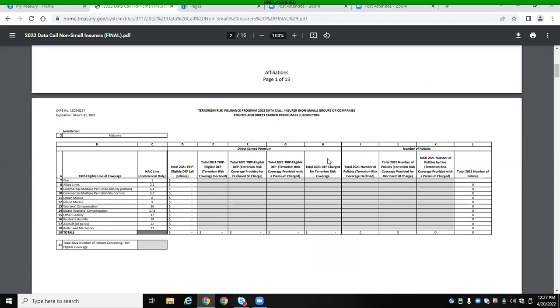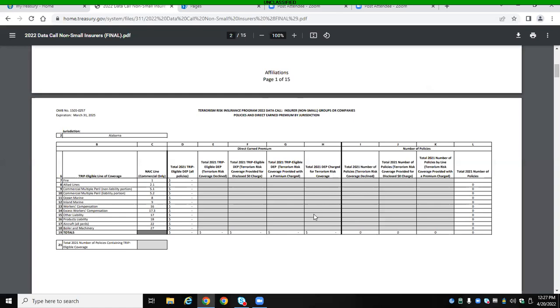Column H, which is actually, if you are charging terrorism risk insurance premium charge, that is a subset of the total policy earned premium, which is reported in column G. So E, F, and G add up to D. H is a subset of G.